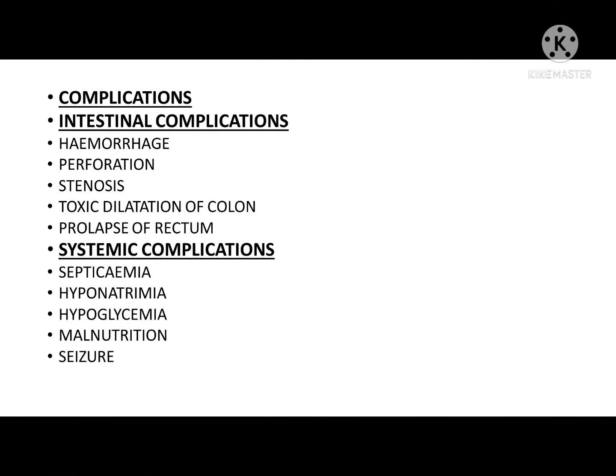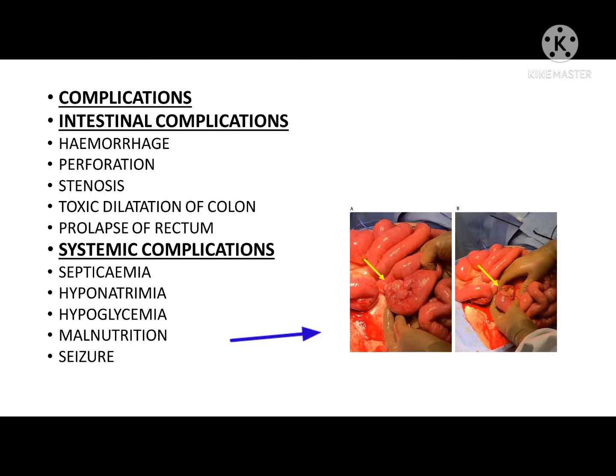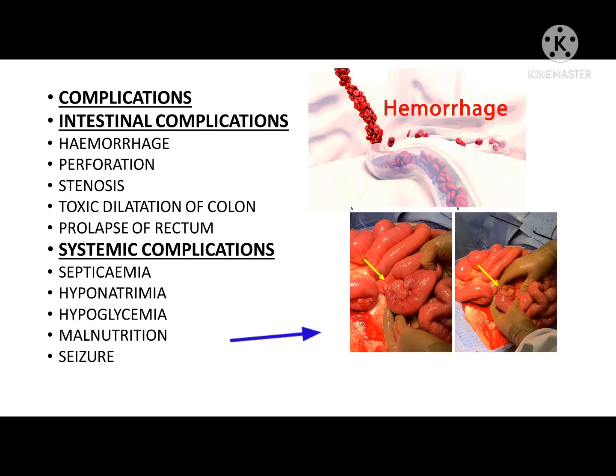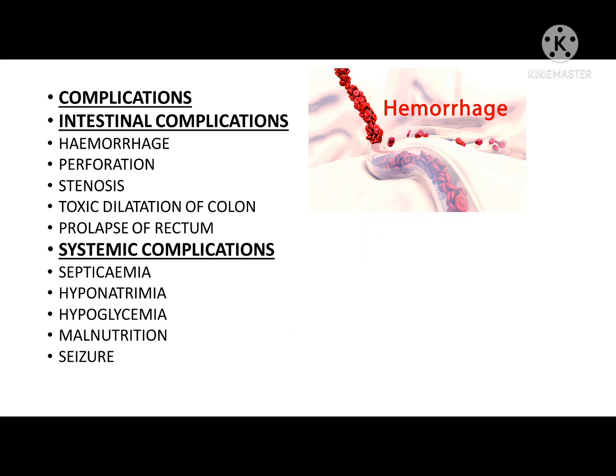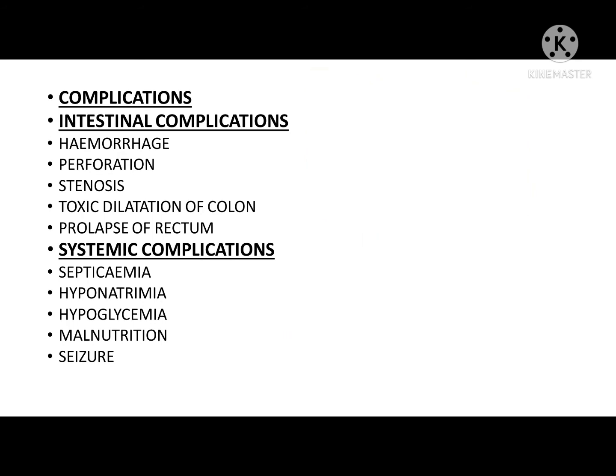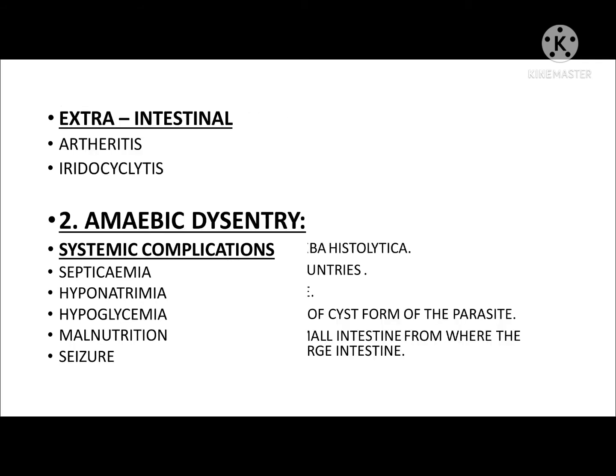Now here we will read about the complications. Complications may be divided into two: intestinal complications and systemic complications. In intestinal complications, hemorrhage, perforation, stenosis are common, and sometimes prolapse of rectum is also seen, and toxic dilation of colon is also seen. In systemic complications, septicemia, hyponatremia, hypoglycemia, malnutrition are present.